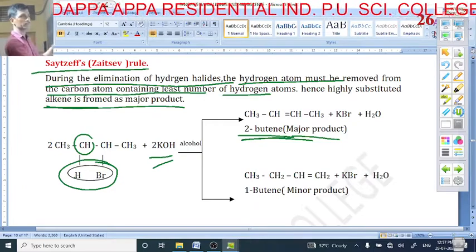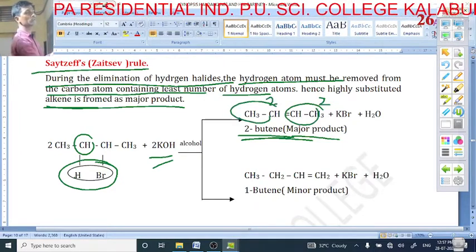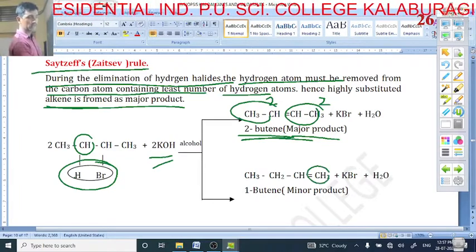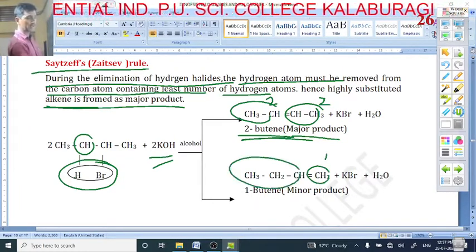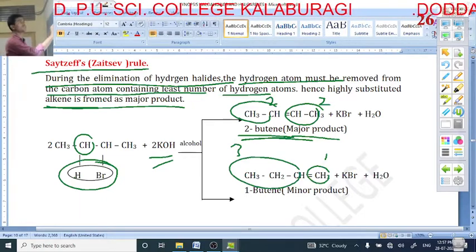Why is it called highly substituted? This side has only one carbon, while the other side has two carbons. Here it has three carbons, so it is highly substituted. So that is the Saytzeff rule.